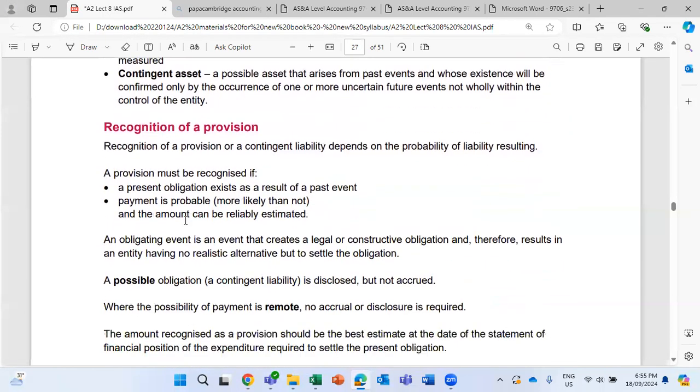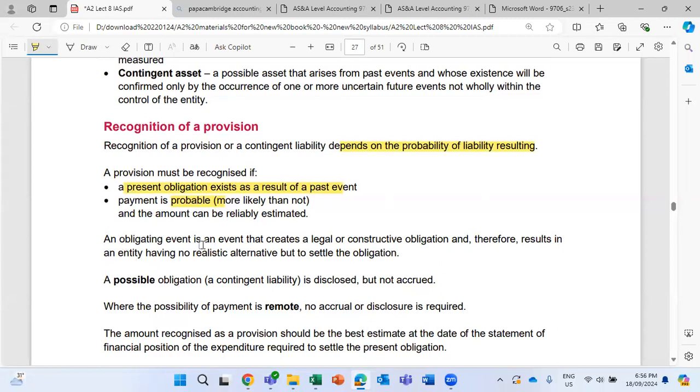Now, how do we recognize a provision? Recognition of a provision or a contingent liability depends on the probability of liability resulting. Here's the key. It depends on the probability of the liability resulting. So a provision must be recognized if a present obligation exists as a result of a past event. This is the one condition. The other condition is that payment is probable and the amount can be reliably estimated. When they use the word probable, that means most likely we have to pay. And of course, the amount can be reliably established.